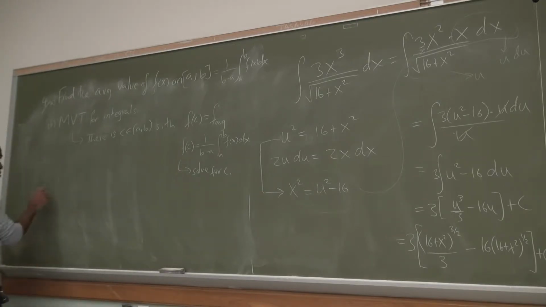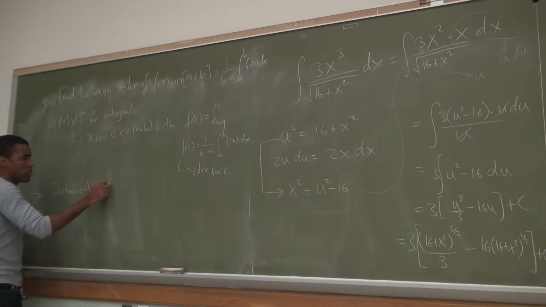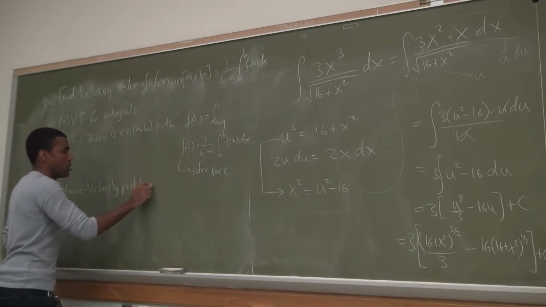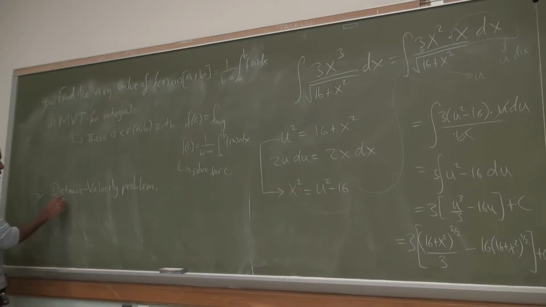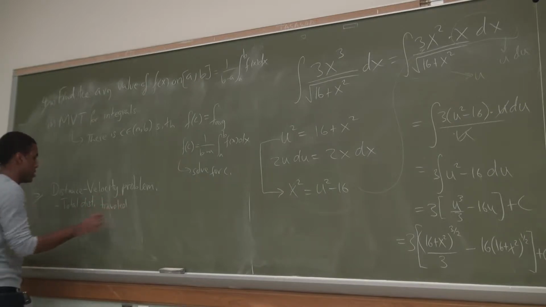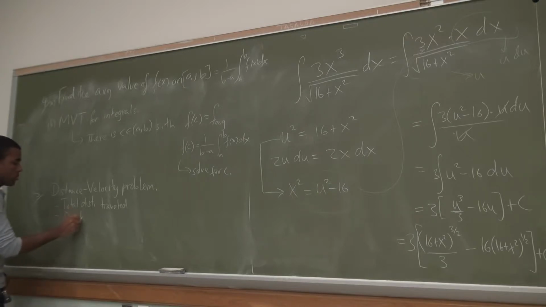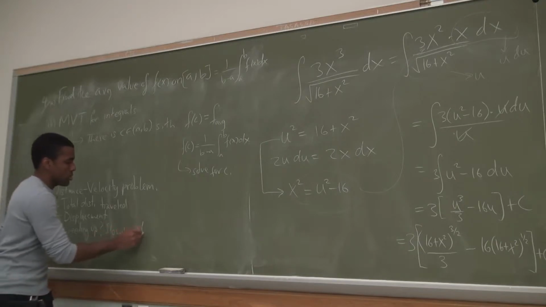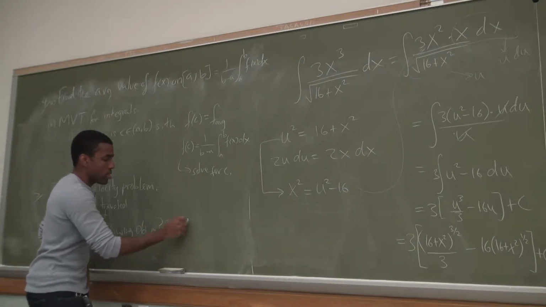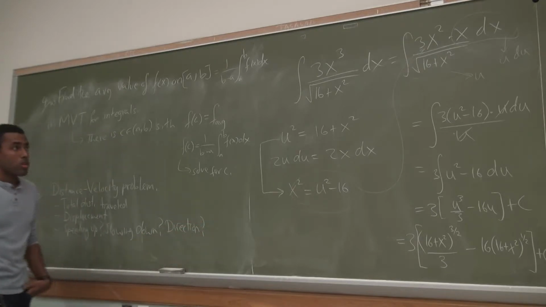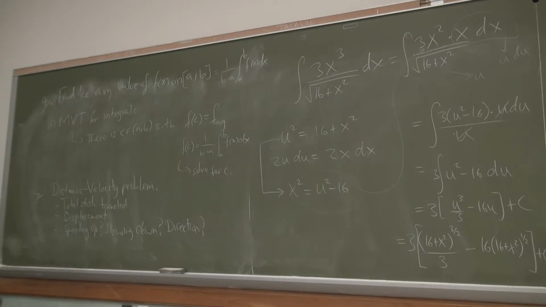Five is the distance velocity problem. So I asked you about things like total distance traveled, displacement, and some other things. It's very similar to applying sign analysis. Is it speeding up, slowing down? What direction is it moving in? Things like that I like so well. And that would be the test.